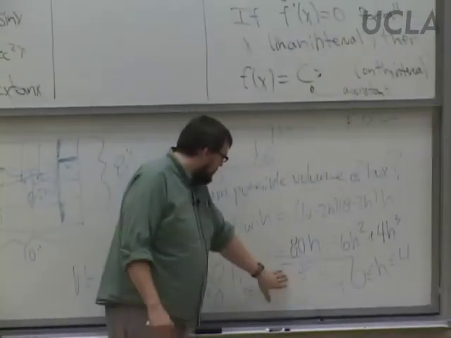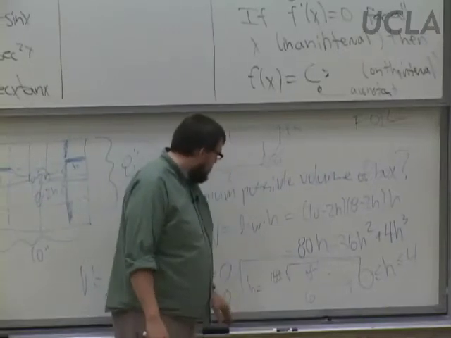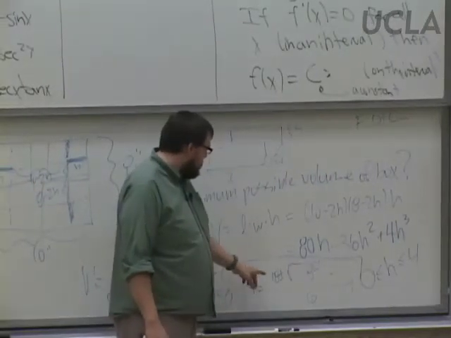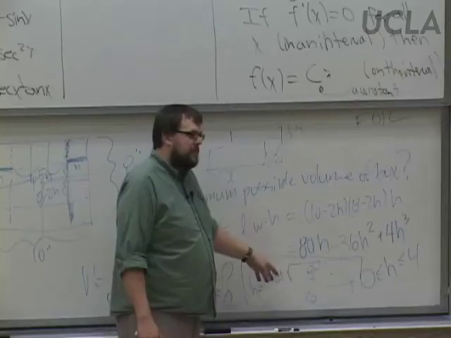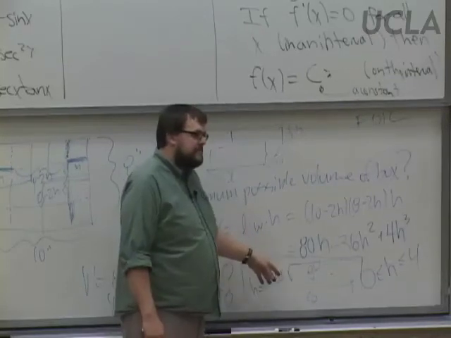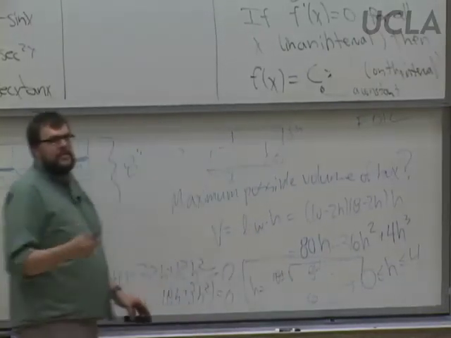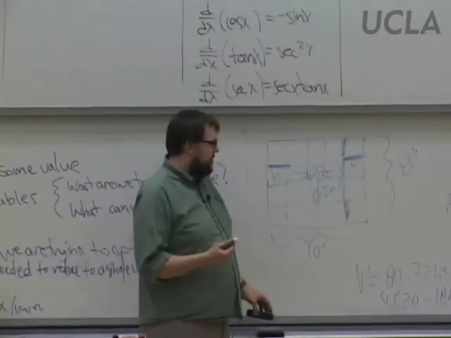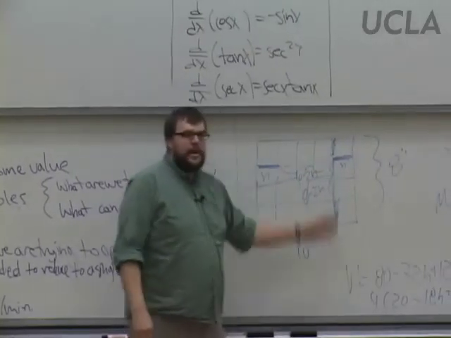And if you go through and work it out, you'll see that one of these two numbers is not between 0 and 4, and one of them is. So the one that is, is the one you keep. Yes? 0 and 4? Well, it's just from the problem.